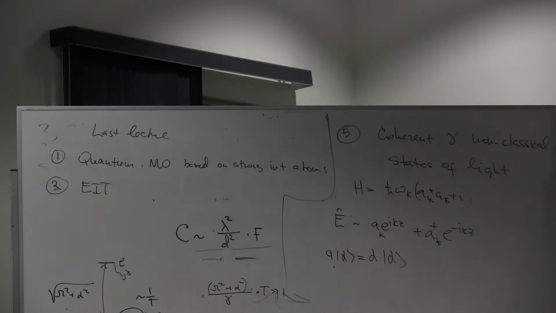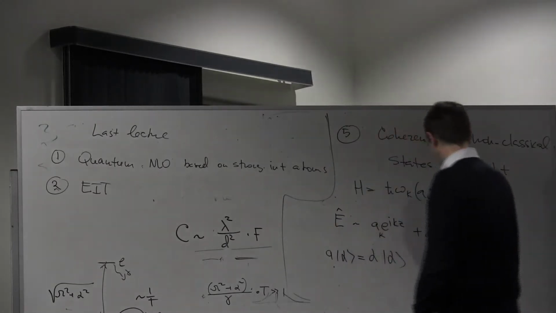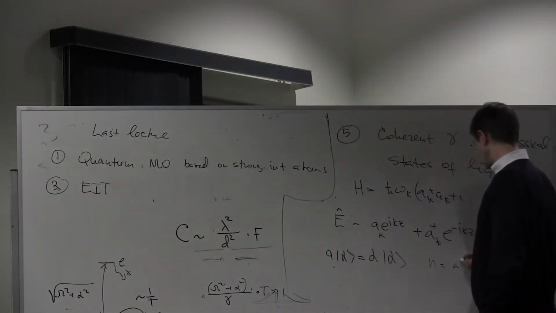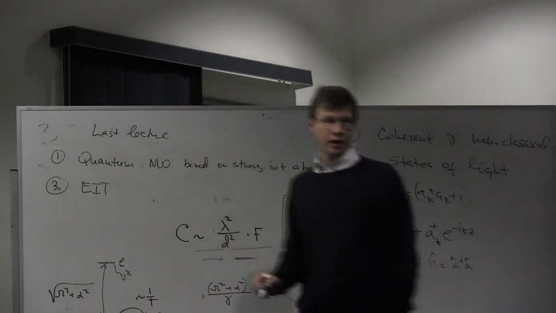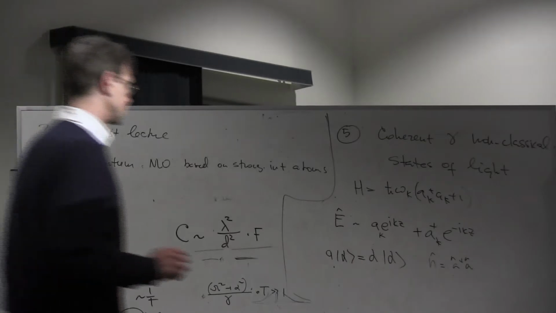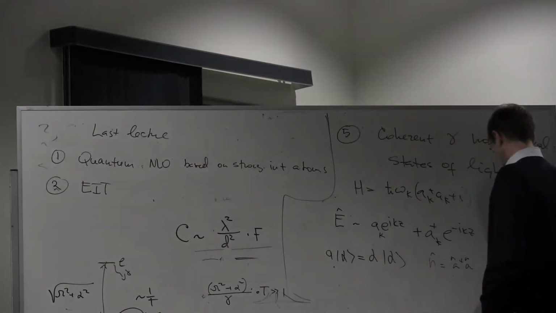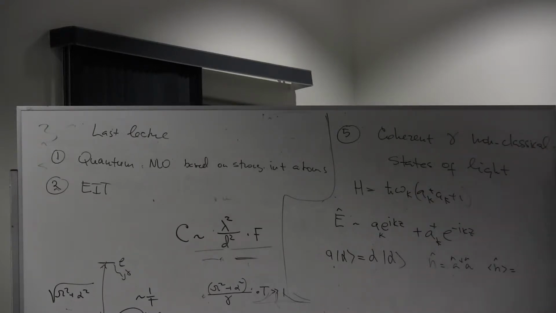So what about it? Yeah, let's think a little bit about the number of photons. So what's the number of photons, by the way? If you look at the number of photons, it is described by an operator, which is a† a, right? And so what's the average number of photons in a coherent state? Yeah? Square root of alpha. It's alpha squared, right?